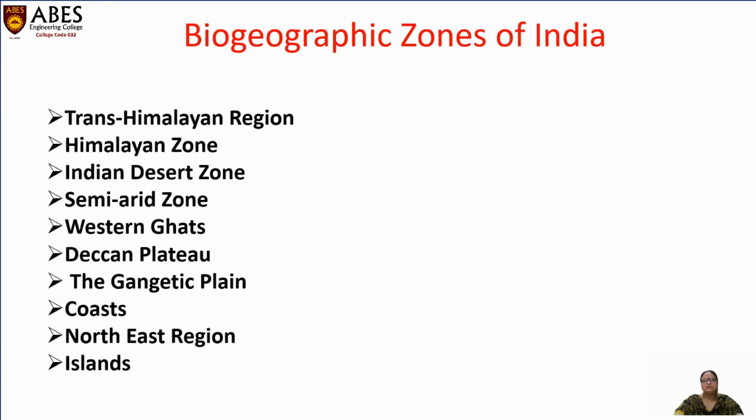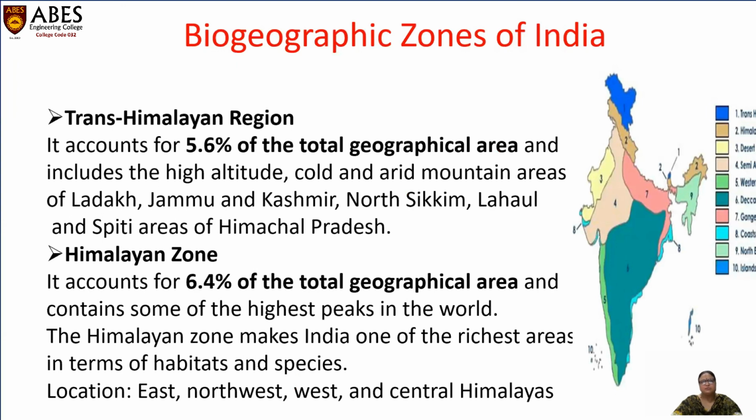Now, coming to the various biogeographic zones of India, if we count these, there are mainly 10 biogeographic regions of India. That is Trans-Himalayan region, Himalayan zone, Indian desert zone, semi-arid, Western Ghats, Deccan Plateau, Gangetic Plain, coast, Northeast regions, and islands. Now, coming to the first biogeographic region of India, that is Trans-Himalayan region.